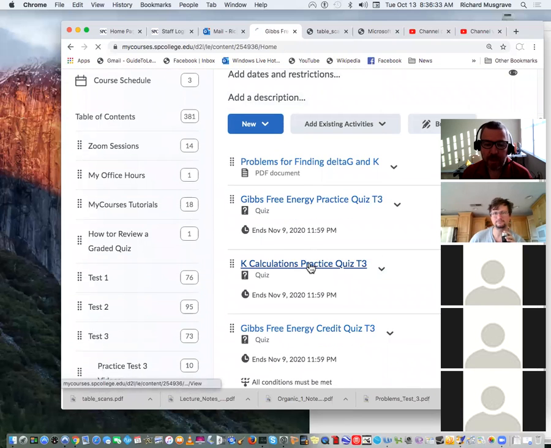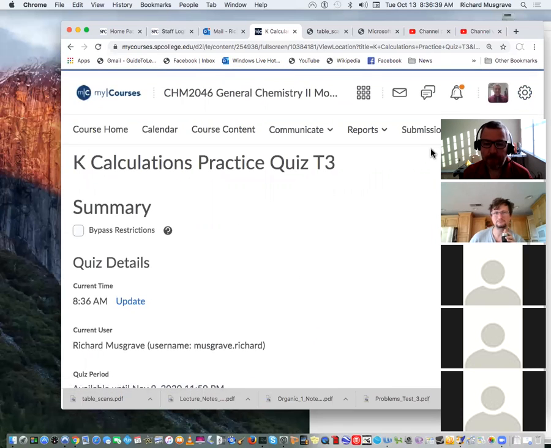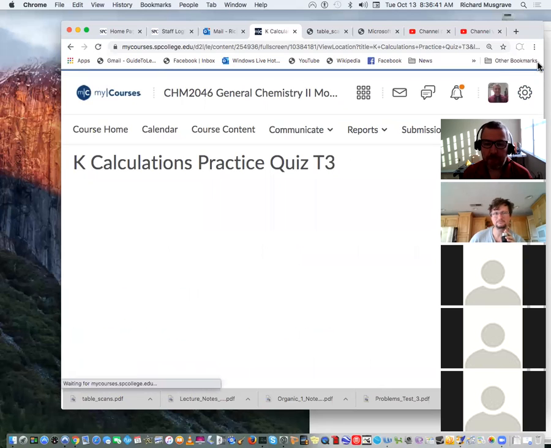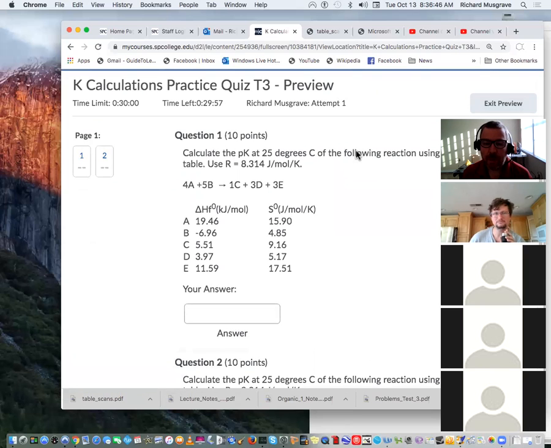And there's a K calculations quiz as well of similar ilk. And in this case, you've got to be a little bit careful. You're calculating pK. So remember what that means. Take the negative log of the K value in order to get your answer. That doesn't have any units on it. But you'll do something very similar to what we just did. Calculate delta H, calculate delta S, calculate delta G, and then come up with the K value. So it's all really good practice to get what you need at the end here.